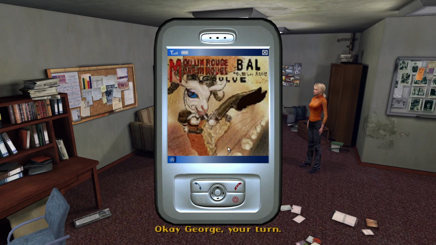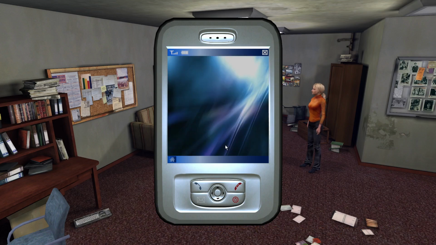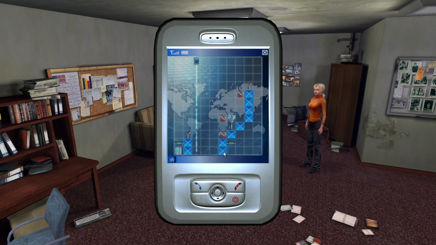Right. Okay, George, your turn. Oh, no. Okay. Oh, God. Okay. Here we go. So, we've got to get the beam from here to here. But we can't go through any of these, but we need to go through this. So we've got to bounce it onto here to start off with.